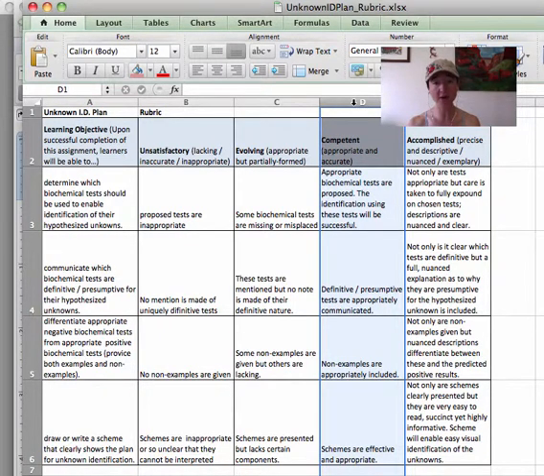And they need to do that for both of their unknowns. We may decide that the best plan is to print one of these rubrics for both the A unknown and the B unknown. We'll have to see how that will work.